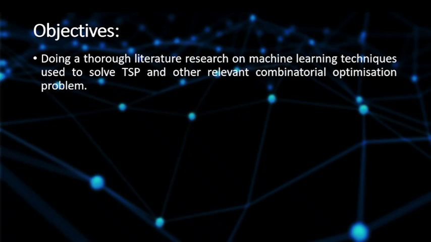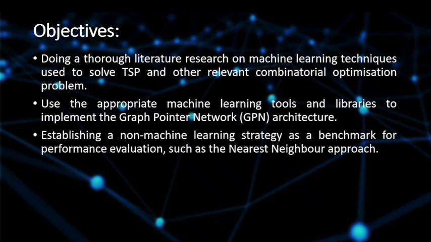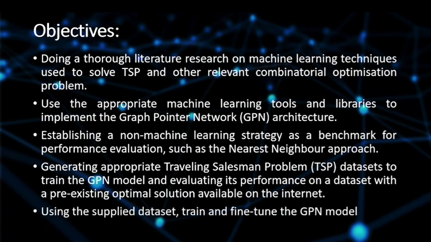other relevant combinatorial optimization problem. Use the appropriate machine learning tools and libraries to implement the graph pointer network architecture. Establishing a non-machine learning strategy as a benchmark for performance evaluation such as nearest neighbor approach. Generating appropriate traveling salesman problem dataset to train the GPN model and evaluating its performance on a dataset with a pre-existing optimal solution available on the internet.